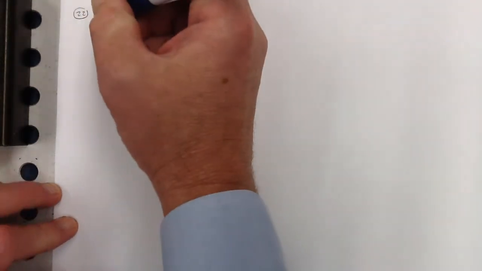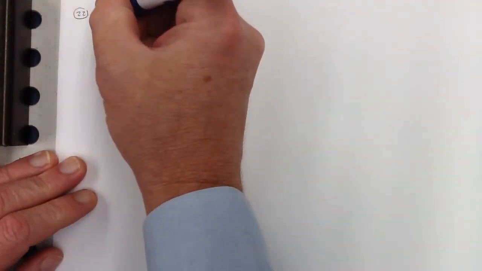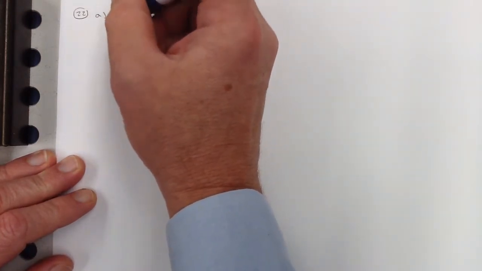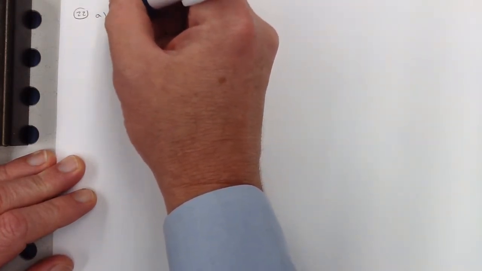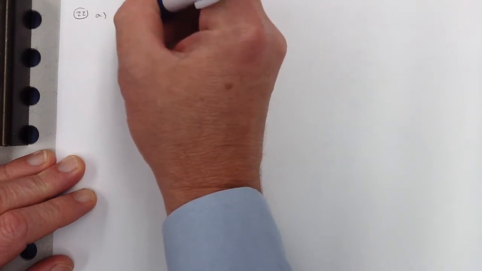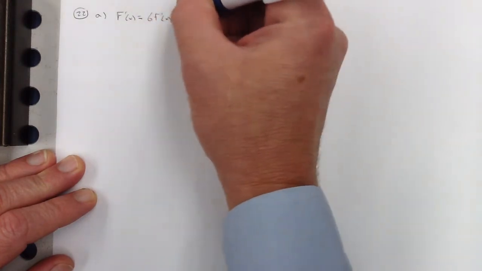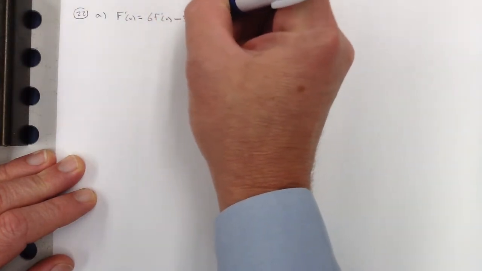22. So I want to find capital F prime of pi. And got an A, B, C, D kind of situation. That's going to slow us down a little. So in A, looks like our derivative is just going to be 6f prime of x minus 5g prime of x.